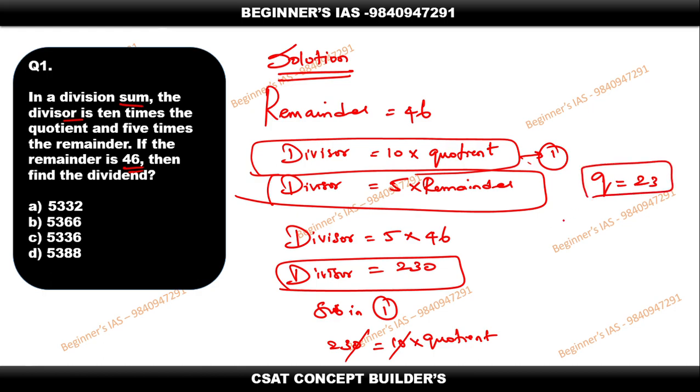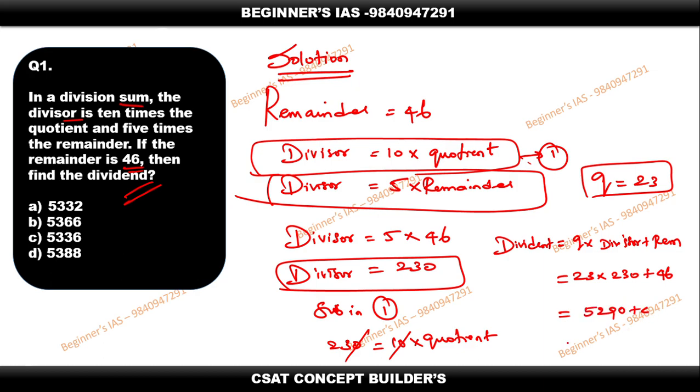I know the quotient, but we need to identify the dividend. Just now we saw the division algorithm. So dividend is equal to quotient into divisor plus remainder. So therefore quotient is 23, divisor you found as 230, then plus remainder, 46. Now listen. 23 into 23 is 529. Simple. Therefore here 0 added, then 46. If you add these, you will get the answer as 5336. Therefore 5336, option C, is the answer for this question.